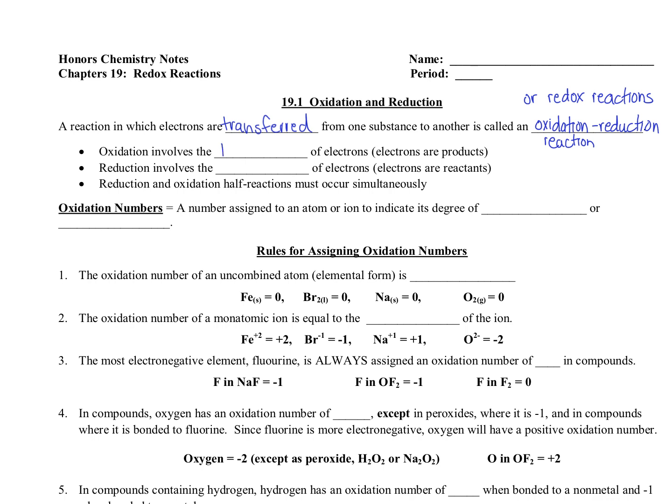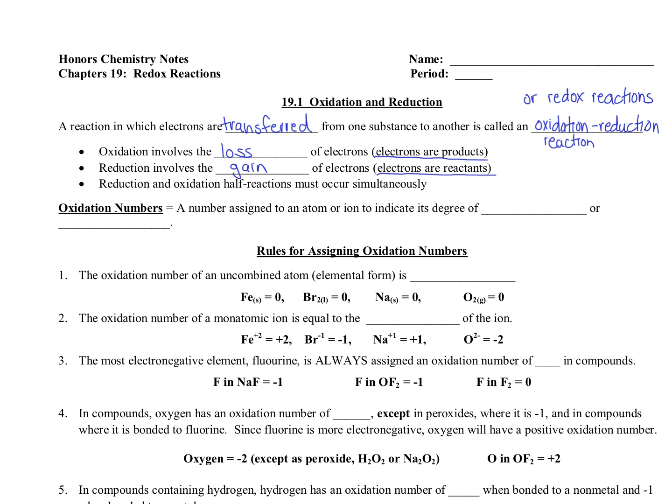Oxidation involves the loss of electrons, and in these reactions, electrons are products, while reduction involves the gain of electrons, and in these reactions, electrons are reactants.